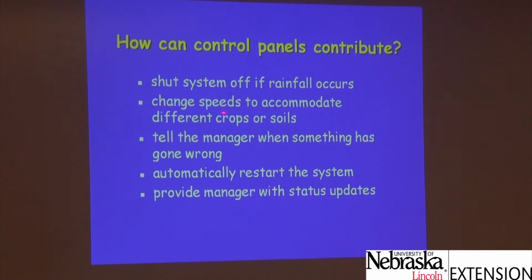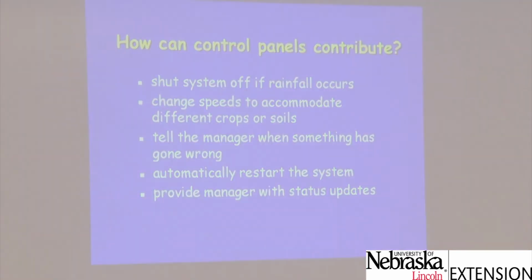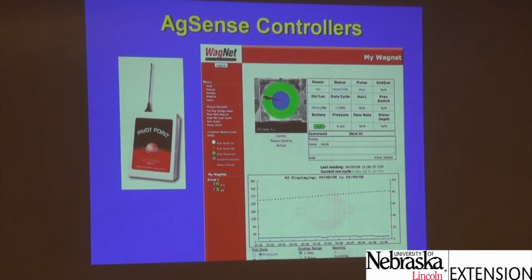We can change speed of travel for the crops and the soils you might have out there in the field. We have been able to do that for a number of years. We can do more of it now than we used to be able to. We can find out when something's wrong. If we're on electric load control, we can have an automatic restart based upon a certain time of day, and we get updates. Each one of the manufacturers of center pivots has the computerized panel. You all know that. They're capable of doing a lot of things, and we'll talk about that.